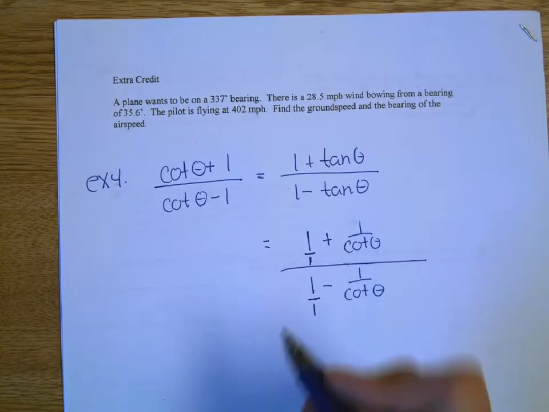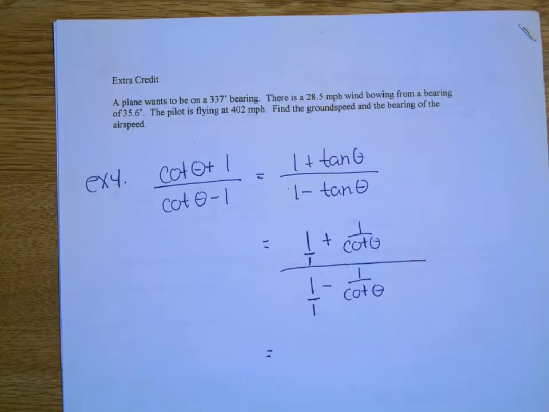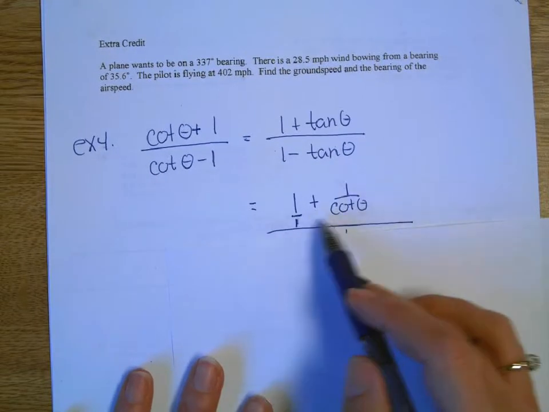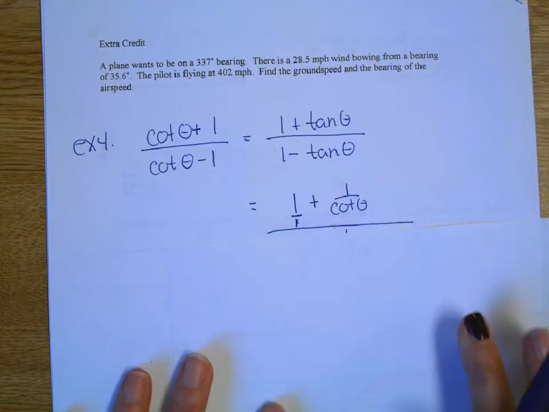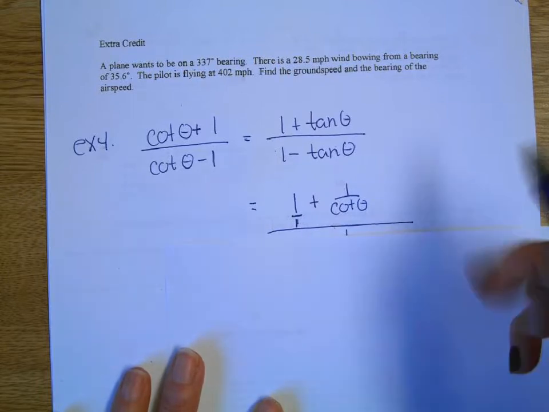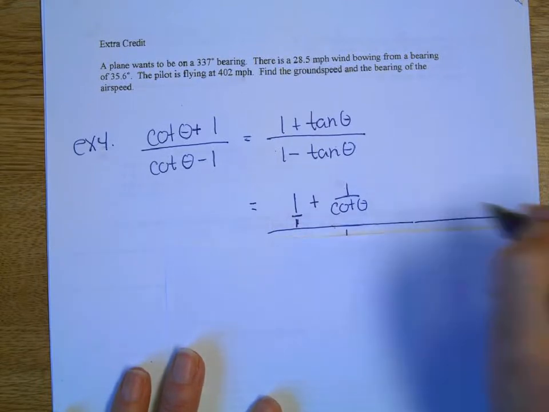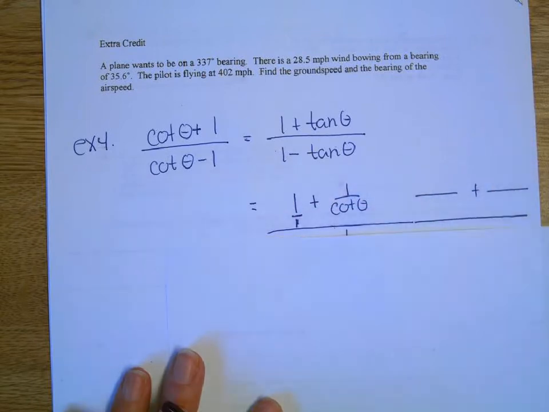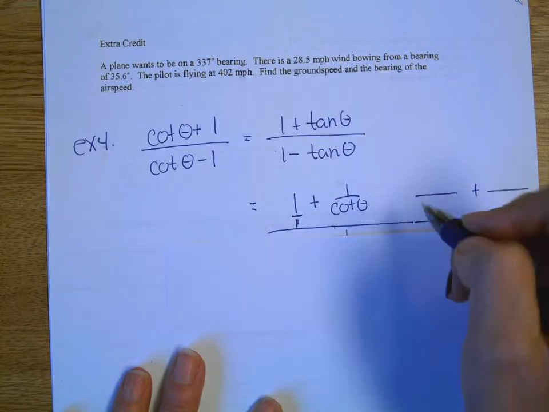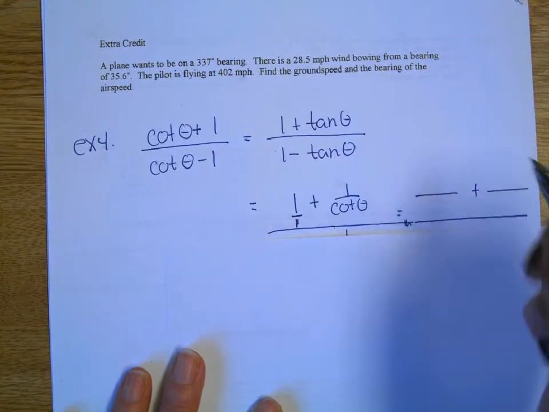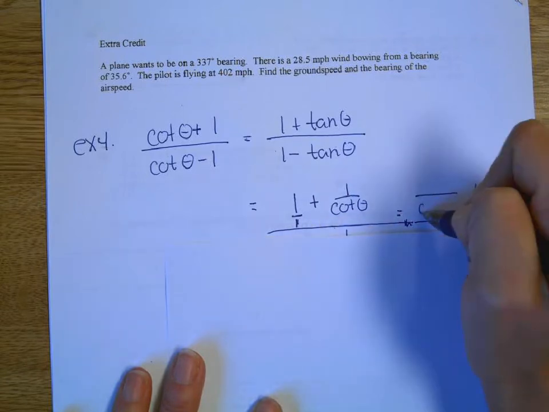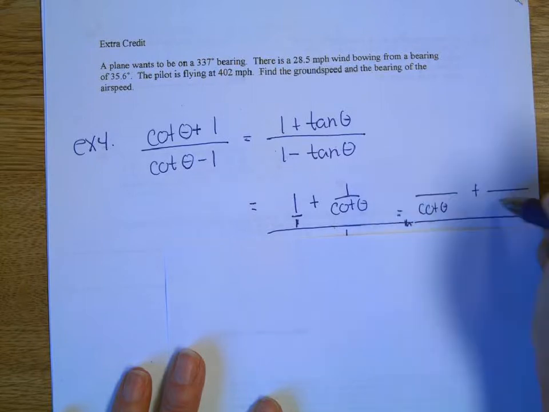Okay, so forget about the denominator for now. I'm going to cover that up. I would like to add these together. What do I need in order to add those together? A common denominator. So I want 2 fractions. This is just an equals; I extended that a little bit. What's my common denominator here? Cotangent. It's going to be cotangent over cotangent, which is still going to be 1.